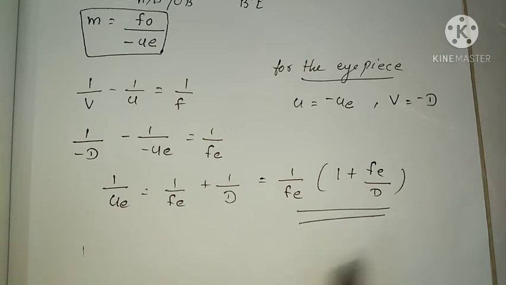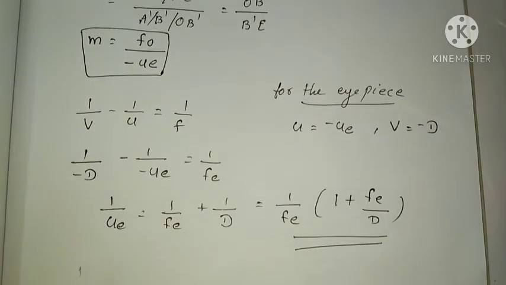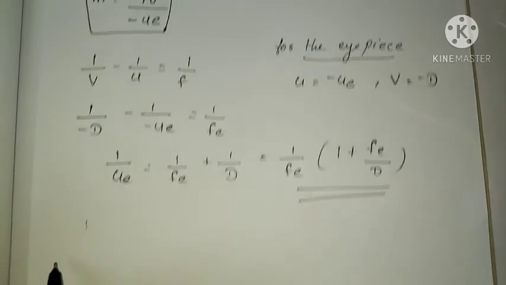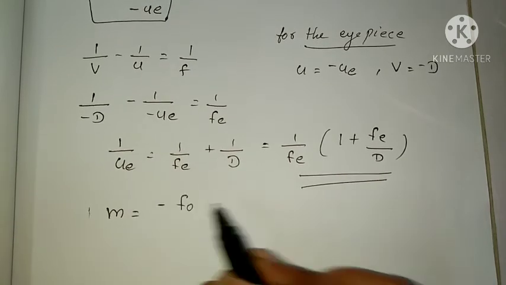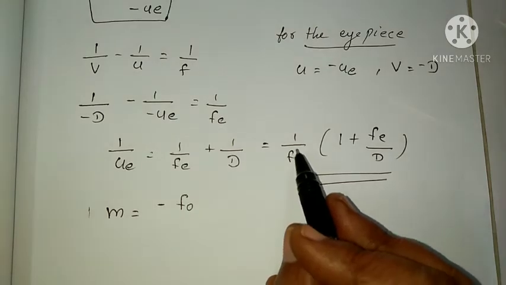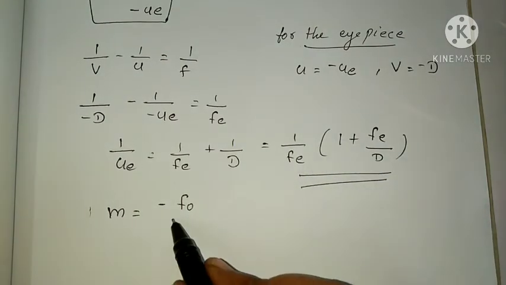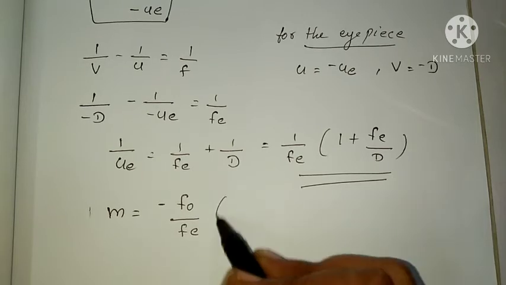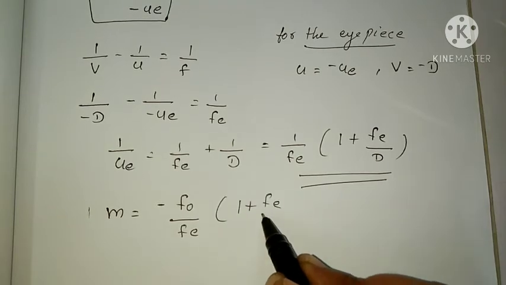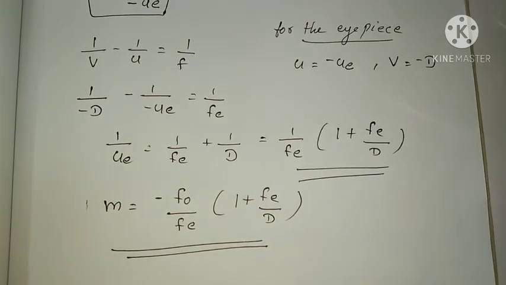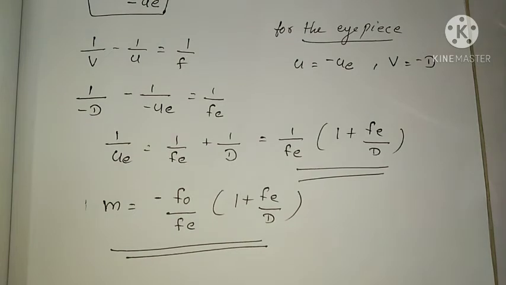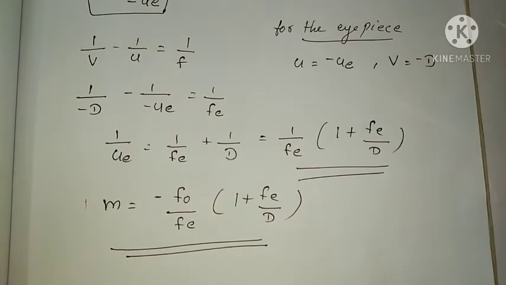Clear? Then we can substitute this 1 by ue in the above equation, m equal to -f0 by ue. So we can write m equal to -f0 into 1 by ue. What is 1 by ue? This value. So we can write -f0 by fe into (1 plus fe by D). So this is the magnifying power of an astronomical telescope when the final image is formed at the least distance of distinct vision.